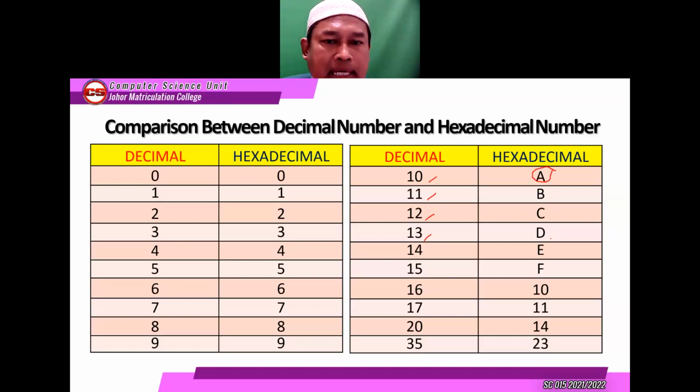A, B, C, D, E, F. F is 15. And after F is 10. Why 10? Because in 10, the 0 means 16 power of 0, and the symbol of 1 is 16 power of 1, which is 16. So 16 plus 0 is 16. And then 17 in decimal numbers in hexa is 1, 1. All right. I hope you will understand the comparison between decimal number and hexadecimal numbers.